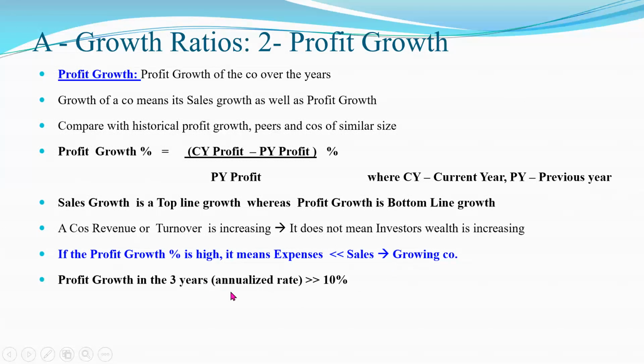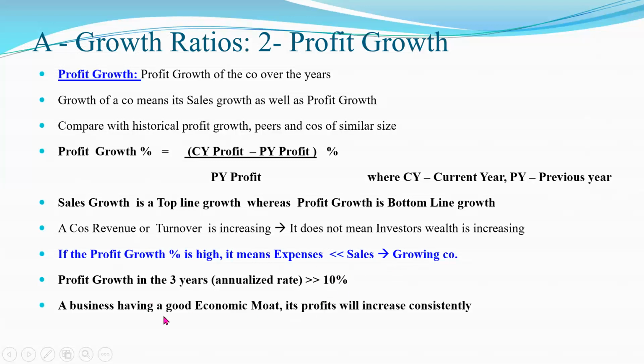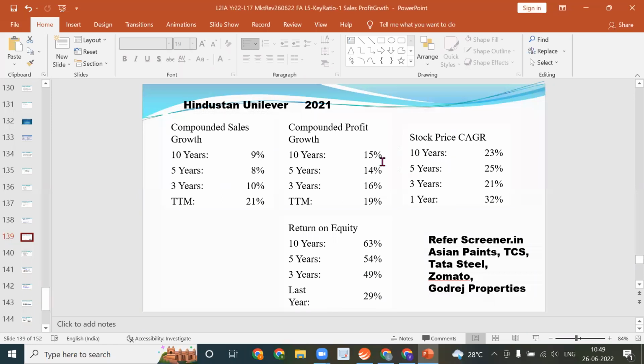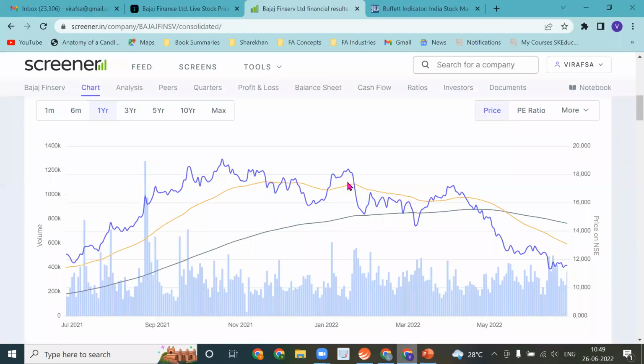Normally, for 3 years, we look at a profit growth around 10%. A business having a good economic moat, like just now what we saw, VBL, Varun Beverages, they are having consistently increasing profits and sales. Some of the companies we will look at. So let us see Hindustan Unilever, Asian Paints, TCS, Tata Steel. We saw Tata Steel. So let's see some of them and then we make some judgment.